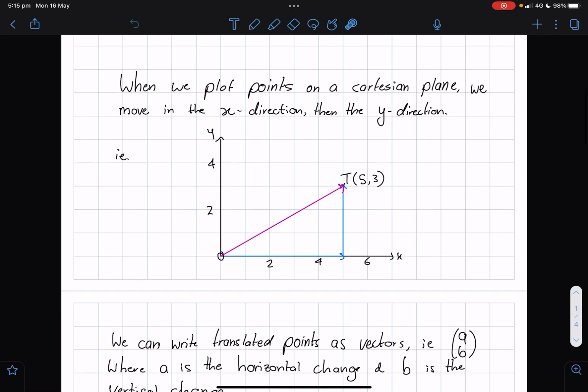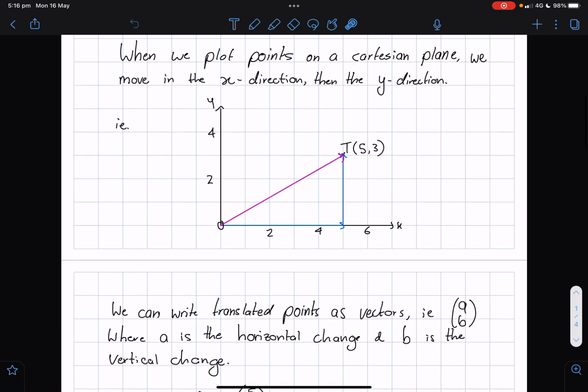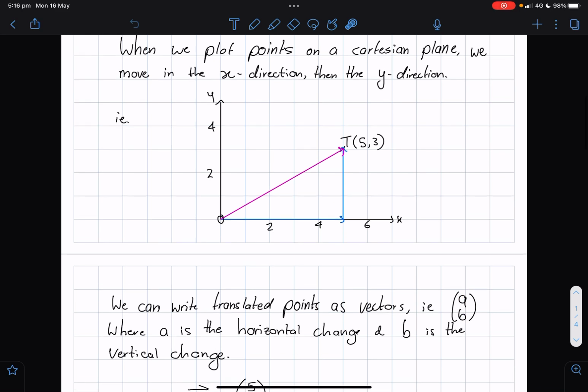So we can write translated points in relation to the origin as vectors, all right? And we write this as (a, b), okay? So it's a 2 by 1 vector, okay? So we've got the x on top and the y on the bottom. So a is the horizontal change and b is the vertical change, all right?